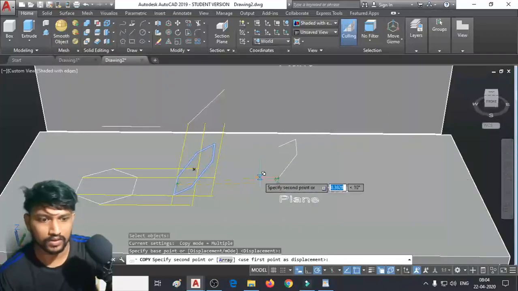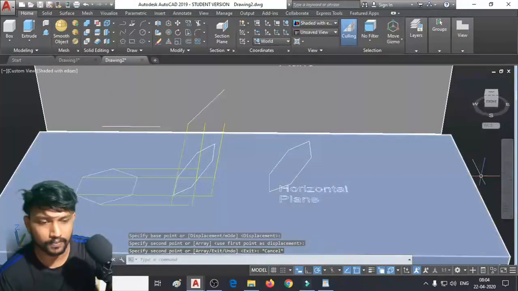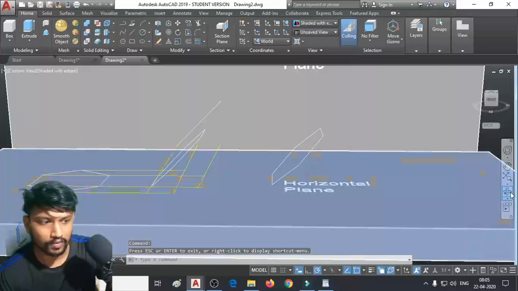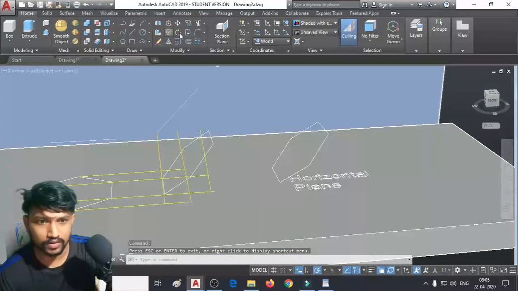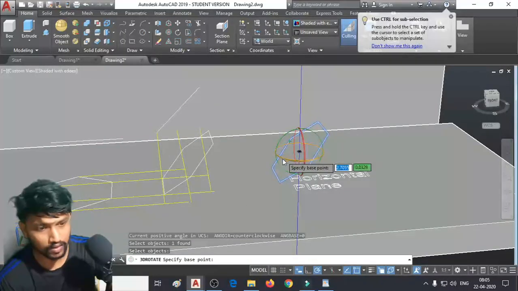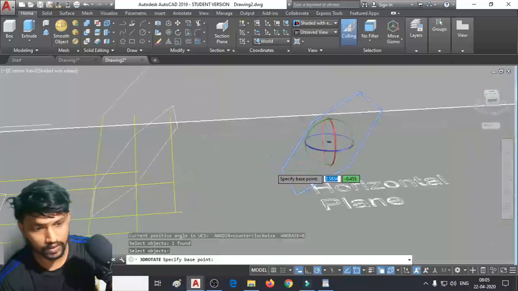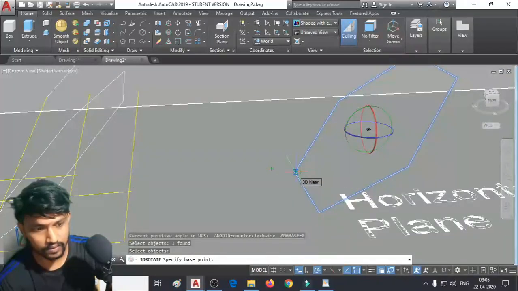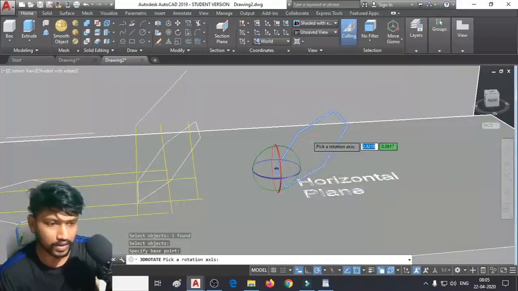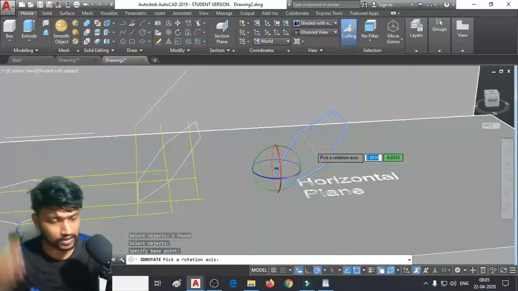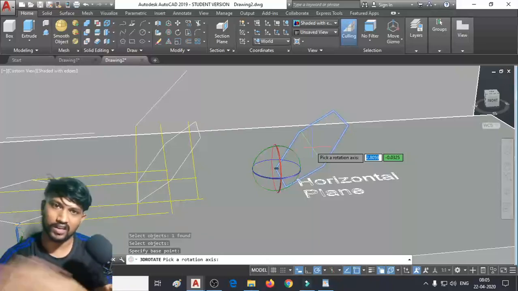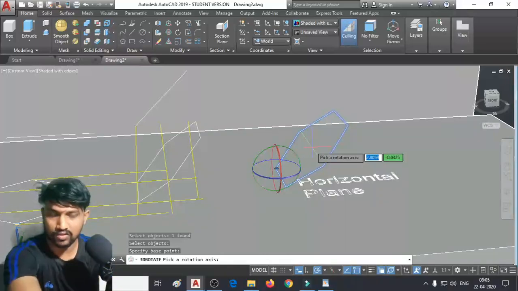I've copied this one. Now we need to rotate this one, select the object, now press enter, select the base point. Since I need this one to be rotated, I have to select this particular vertex. Otherwise, if I select the center of this particular hexagon, it will try to rotate the entire lamina. I don't want that to be happening. I just want this edge to be rotated.